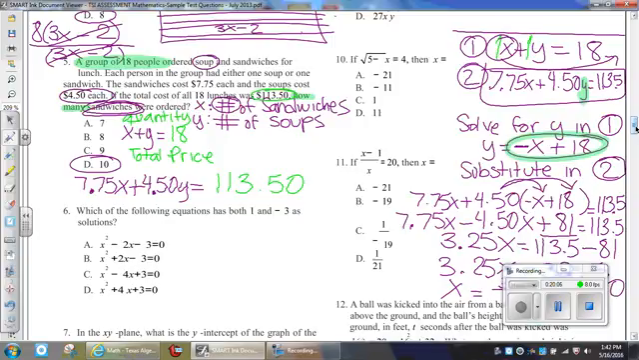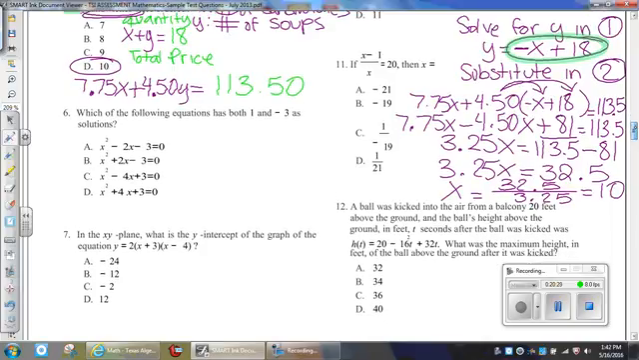8. That's pretty easy, right? Because there were only 18 meals sold. But if it wasn't as easy, what you will do is just substitute whatever you got for one into one equation and then solve for the other one. Okay? So make sure that you read those questions very well and you understand what they are asking you to do.